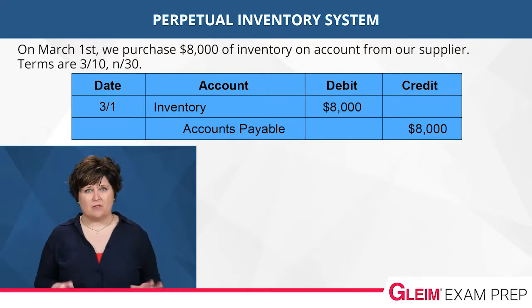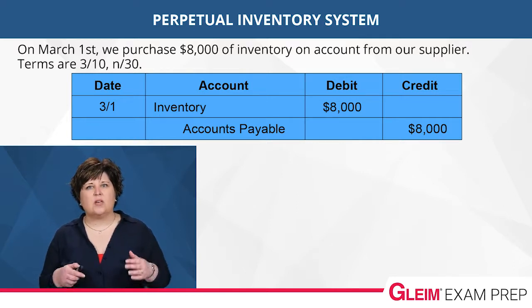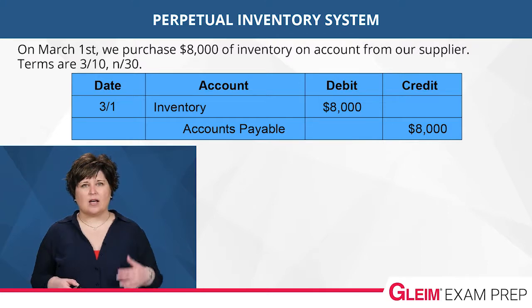Now, we did not pay for the inventory. We purchased it on account. Now, this version of on account represents accounts payable. We now owe the supplier $8,000. To increase our liability account, accounts payable, we credit accounts payable.